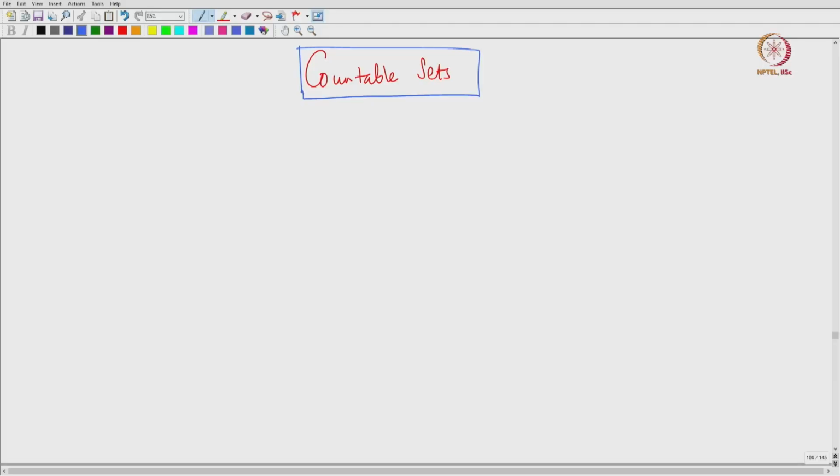Welcome back everyone. In this lecture we will continue with the cardinality. So, we will focus on countable sets. Let us first see some characterization of countable sets. So, recall the definition of countable sets.